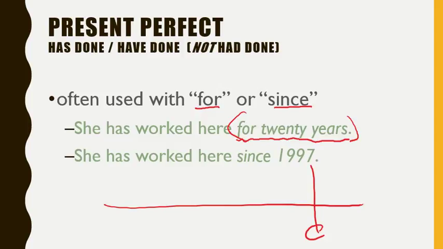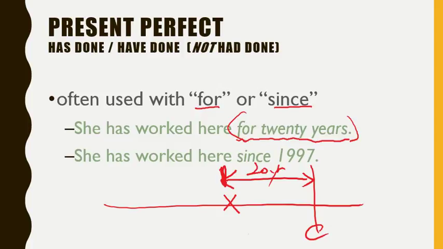So diagram wise, if we're here, she has worked here for 20 years refers to this time period coming all the way to today, or maybe starting from there all the way to today, and this is 20 years. Whereas if we were talking about one particular point, then we would have to use the past tense.